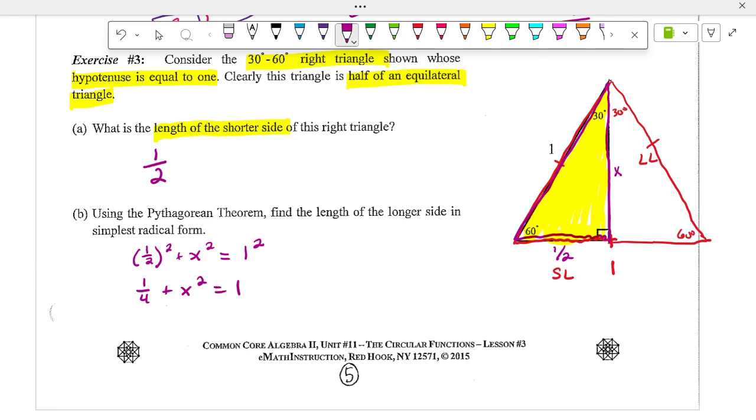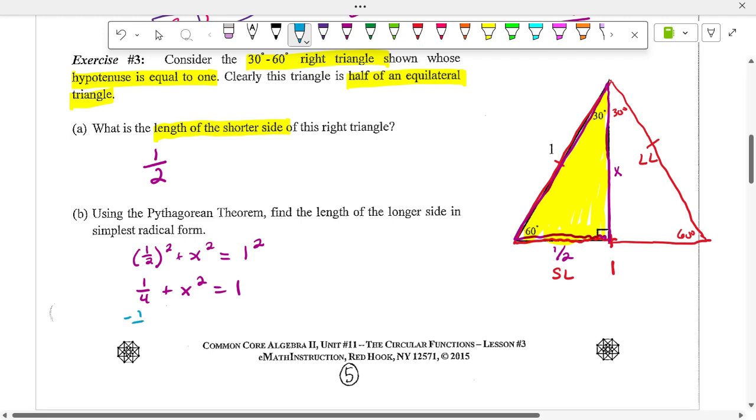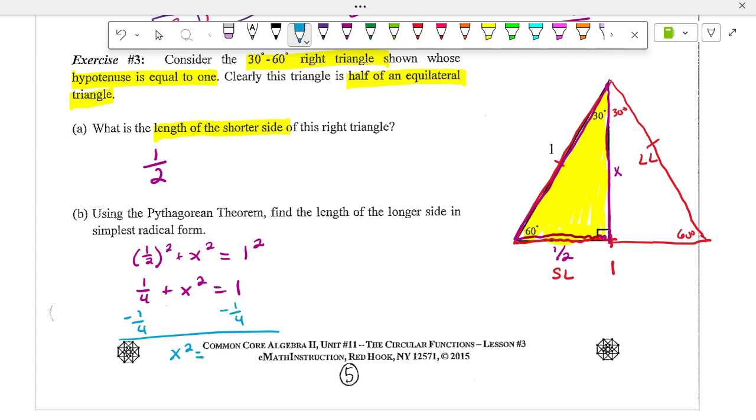How do I solve for x squared? What do I do next? How do I get the x squared by itself? Subtract the 1/4. So x squared is equal to, what's 1 minus 1/4? 1.5. Well, no, not 1.5. 1 minus 1/4. 0.75, which is 3/4. You want to leave it in fractions for this little piece. You were correct. I just wanted it as a fraction.